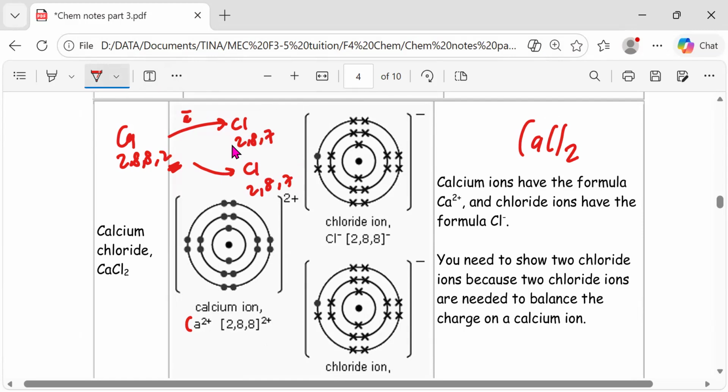Calcium wants to release how many? 2. Chlorine each can receive how many? 1. So I give you 1, I give the other one to this fellow. One goes here, one goes here. What's that not to understand?